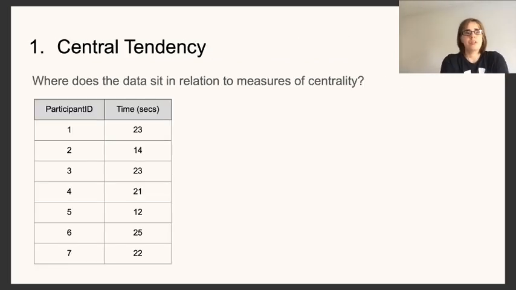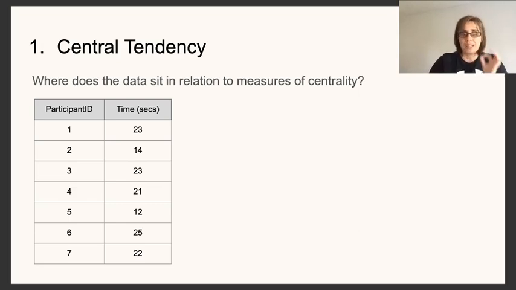If we start with central tendency, we're talking about where the data sits in relation to measures of centrality. So what are those measures that we can use? I've got some sample data, really simple data. We've just got 7 participants and we've got time on task, and that time is in seconds. Your first participant was 23 seconds, then 14 seconds. It's obviously very simplistic. It's highly unlikely these participants were all exact in terms of their time on task.